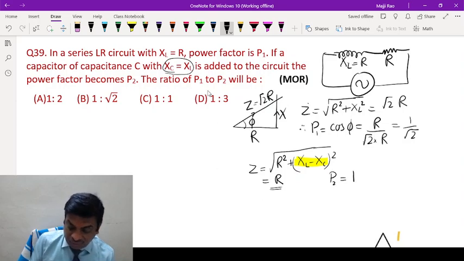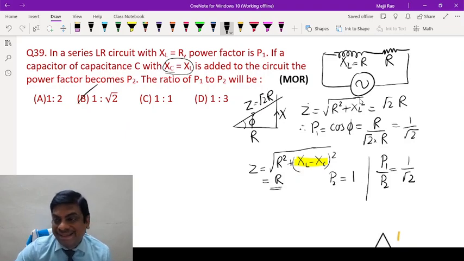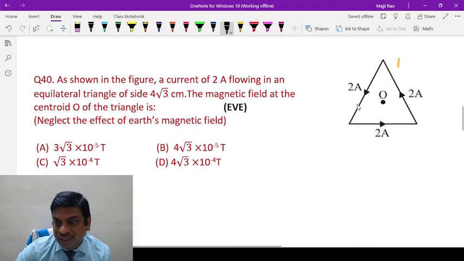So if you obtain the ratio P1 by P2, then it is 1 by root 2 is to 1. So B option is the correct answer. Then moving on to the next question.